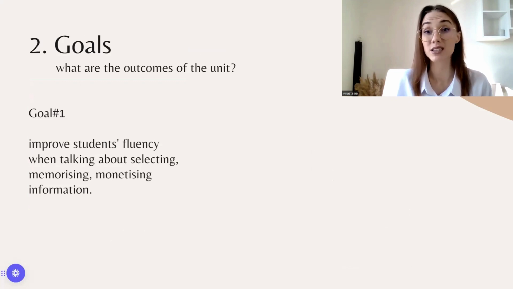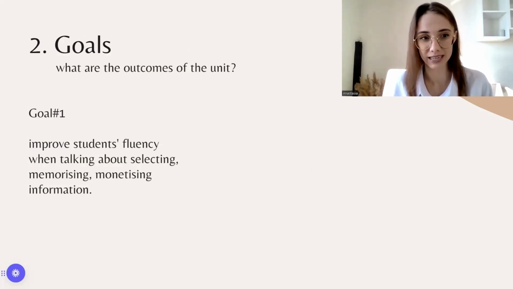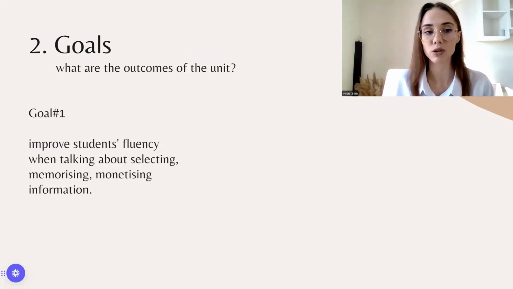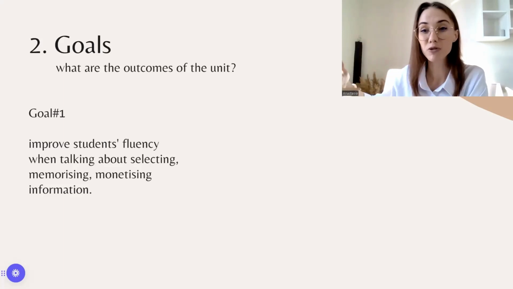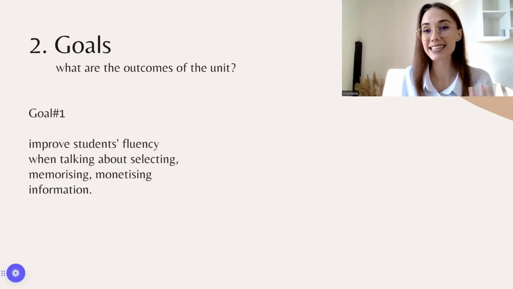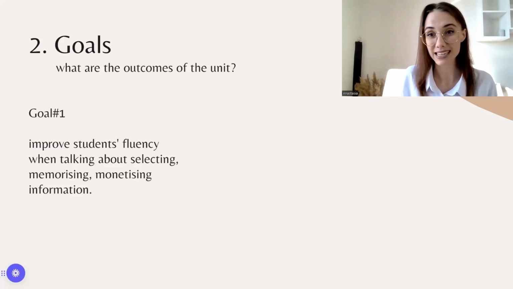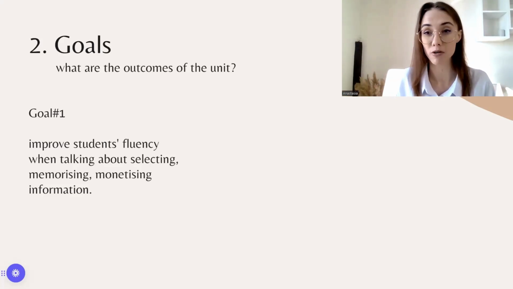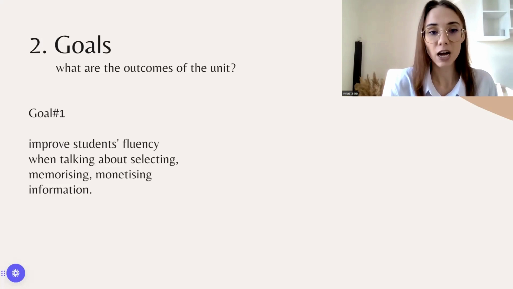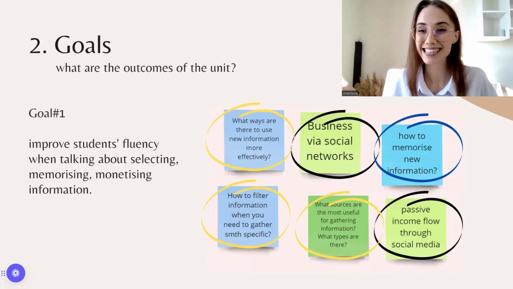Goal number 1 is of a linguistic nature. I want students to improve their fluency when talking about selecting, memorizing, and monetizing information. These are the topics of their interest, and they want to talk on these topics fluently and using a range of linguistic devices. And our goal, oh, by the way, where did I take it all from?